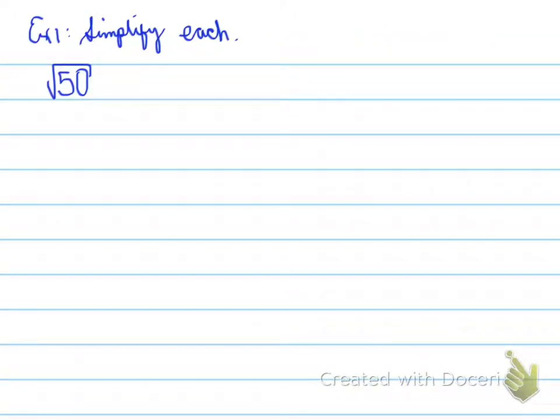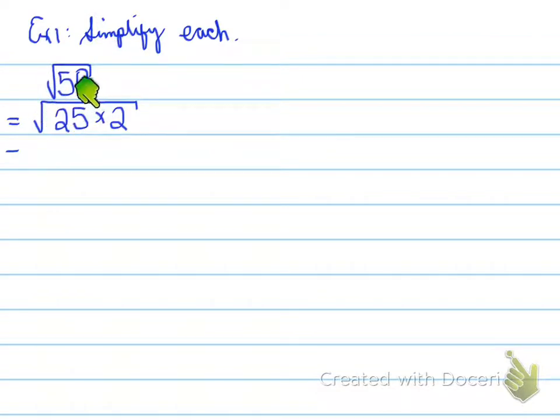Example number 1. You're asked to simplify each. So the square root of 50. How would you simplify the square root of 50? Well, when you simplify the square root of 50, you need to look for a perfect square that is found inside the number 50. So, inside the number 50, you know that 25 times 2 is equal to 50, and one of these numbers, the 25, is known as a perfect square.